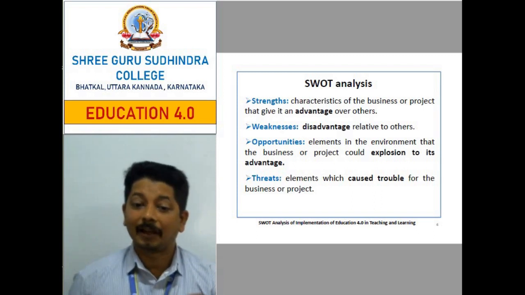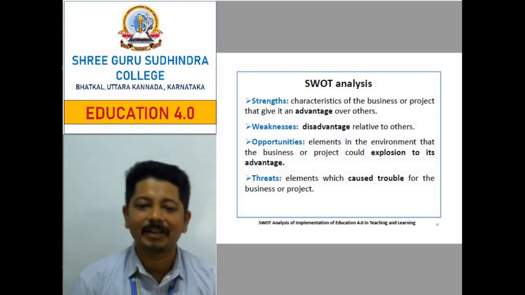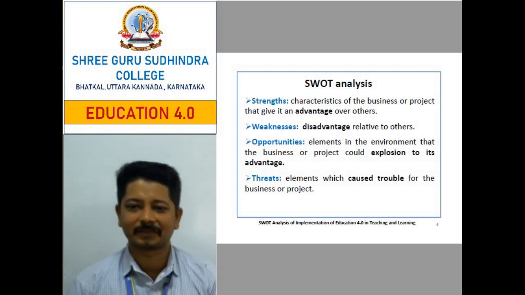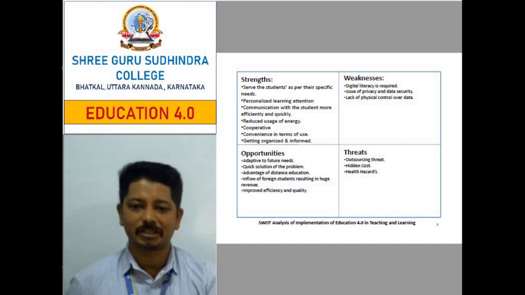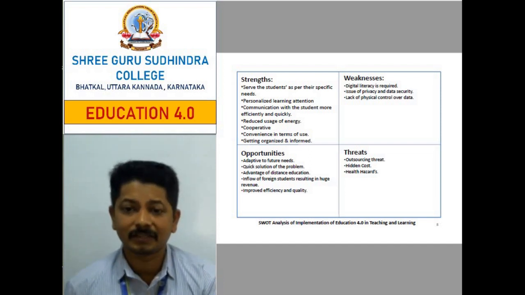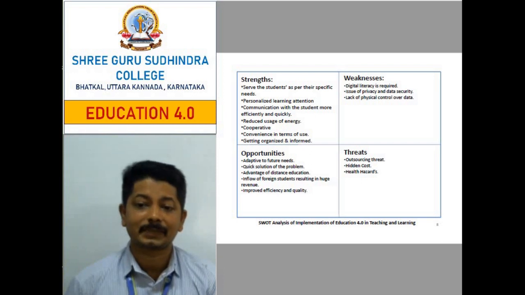Like that, Education 4.0 also has two dimensions. There are some advantages, there are some disadvantages. Strength and weaknesses, opportunities and threats. Now, SWOT analysis in teaching. Strength first: it serves the student as per the specific needs. The great strength of Education 4.0 is that it serves each and every student as per their specific needs, which helps provide the most personalized learning attention.